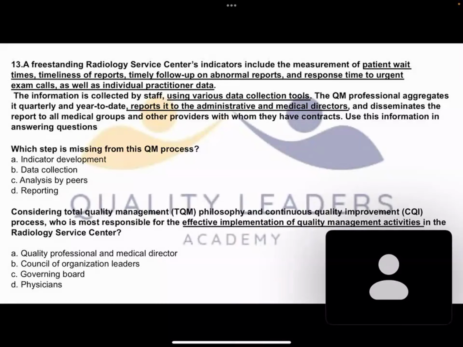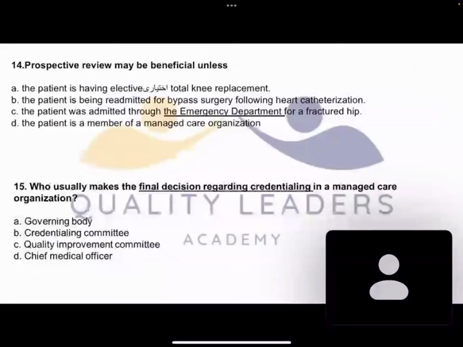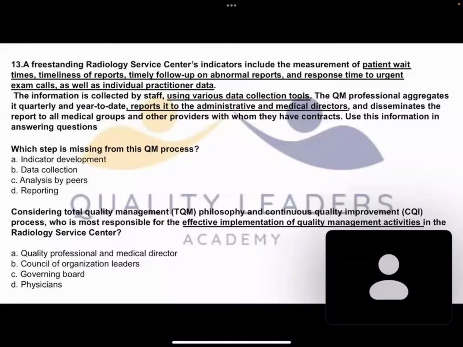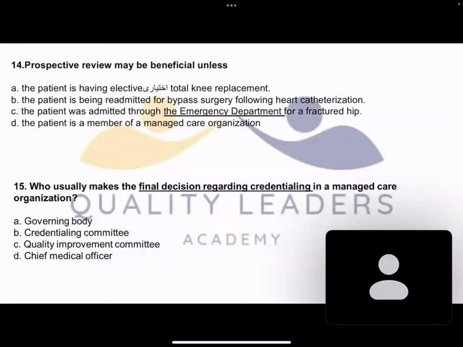Okay, clear, Doc? Number 14, prospective review may be beneficial unless A, the patient is having elective total knee replacement. B, the patient is being readmitted for bypass surgery following heart catheterization. C, the screen is not visible. I'm sorry. That's okay. Where are we now? C, the patient was admitted through the emergency department for a fractured hip. D, the patient is a member of a managed care organization.